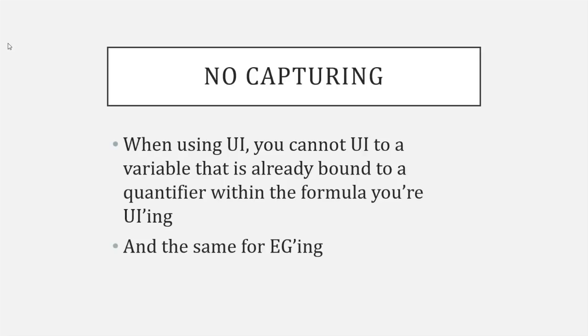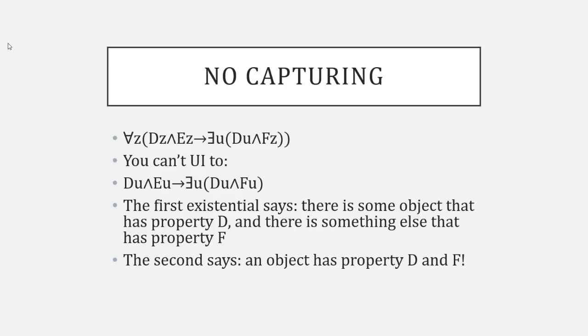When you're using UI or you're using UG, you can't UI to a variable that's already bound to a quantifier within the formula. Okay? So you've got a big quantified sentence, and inside it you've got a little quantified sentence, and you want to UI the big one. You can't UI it to something that's bound inside of it. So what does that look like?